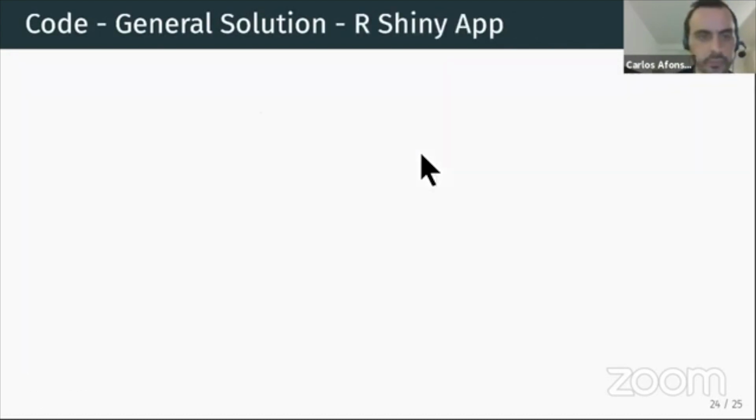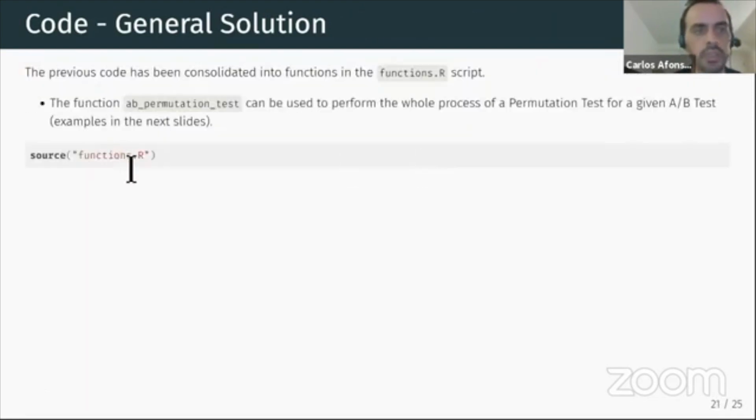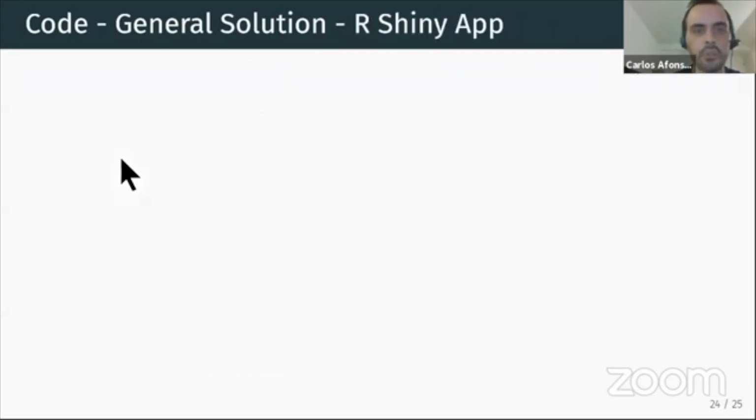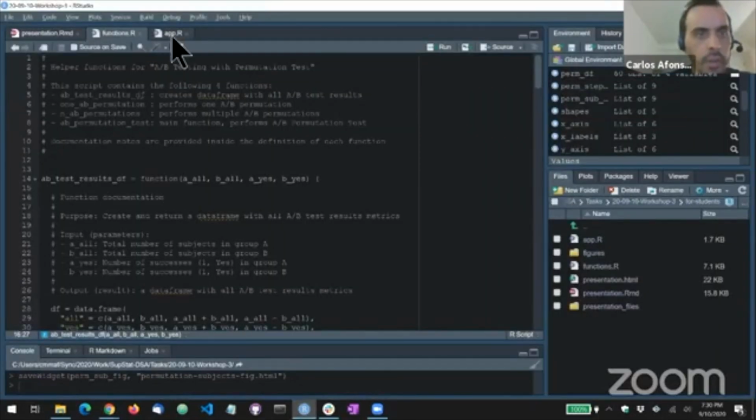Okay? All right. So just a final thing. Now that we put the code into this script, and we have this function that does everything for us in one step, we could, for example, create our Shiny app that lets us play with these concepts more interactively. And that's what I'm going to show you as the last thing. Just briefly, I'm going to show you the app running.